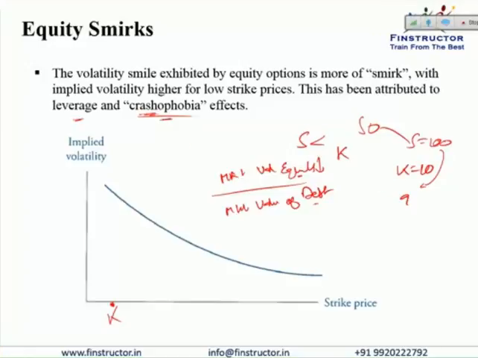So market participants are fearful of this fact, and hence lower strike prices, indicating deep out of the money put options, generally have higher implied volatility as compared to higher strike prices or in the money put options. So equity options are seen to exhibit more of a smirk. Currency options are seen to exhibit a smile. That is, extreme movements either way are presumed to be more likely in the case of currencies, and crashes are presumed to be more likely in the case of equities.